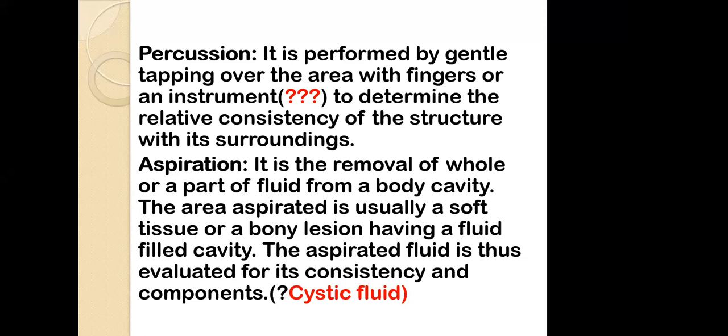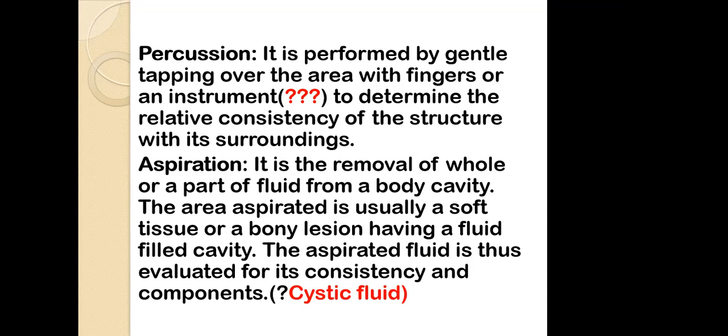And then aspiration, which is the removal of all or part of fluid from a body cavity. The area aspirated is usually a soft tissue or a bony lesion. Last time I was telling another group that the mandible and maxilla sometimes develop lesions, for example cystic lesions. So how will you say this is a cystic lesion and this is an abscess? Because it could as well be an abscess.